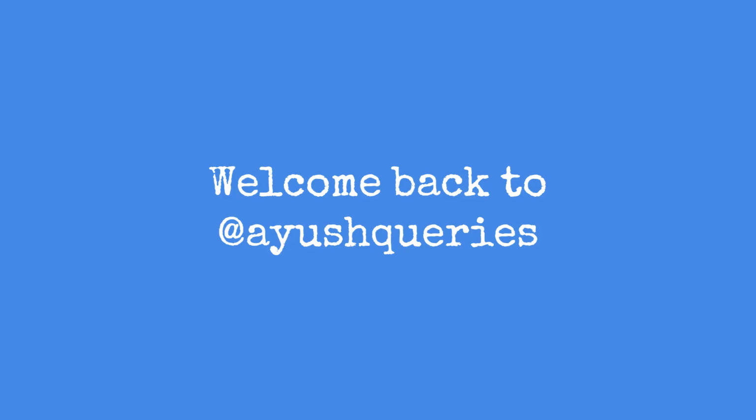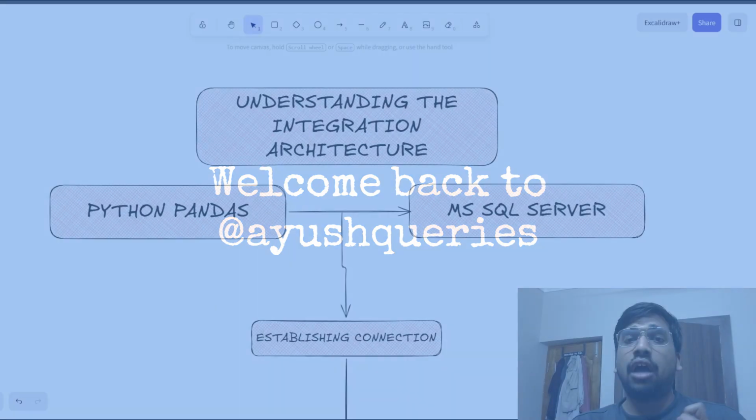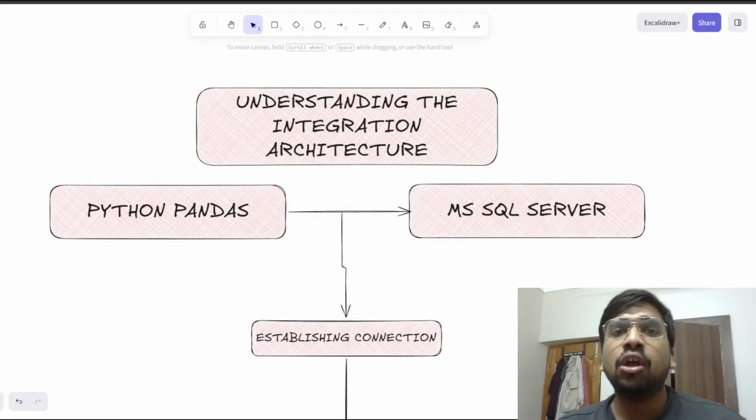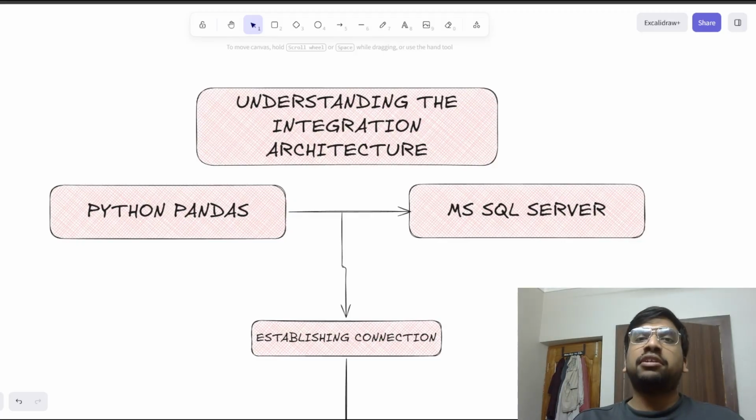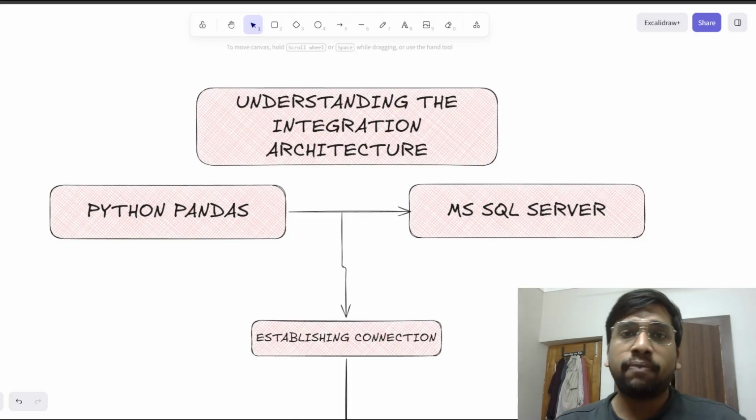Today we are going to understand how the integration architecture is established, or in simple words, how a connection is established between Python pandas and any SQL database. In the last video we learnt about data cleaning, how messy data is converted into clean data so that further analysis can be performed.